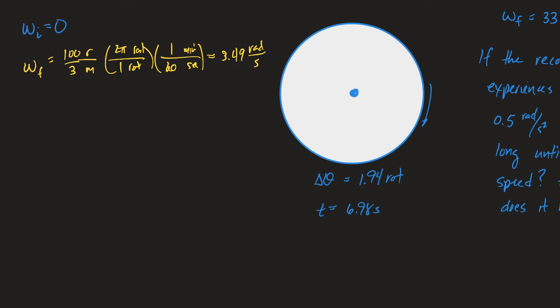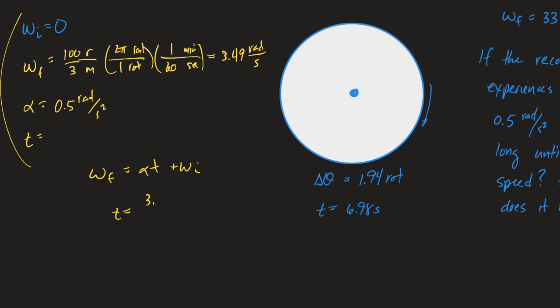Now, we have an acceleration of, I believe, half a radian per second squared. So let's start with the time, because based on these 4 things, I can find the time pretty quick. I'm going to use omega final equals alpha t plus omega initial. So t is going to be 3.49 minus 0 over 0.5. That's about 7.